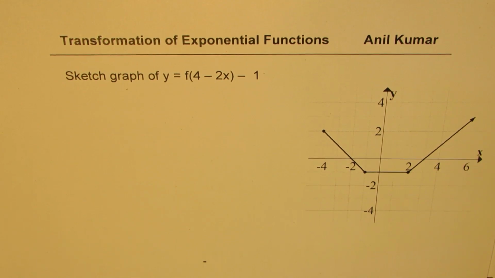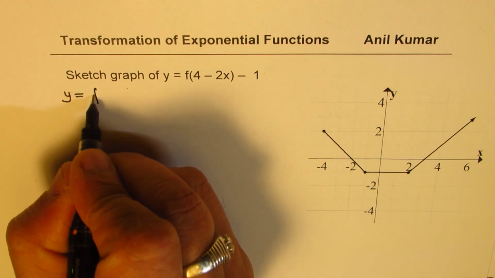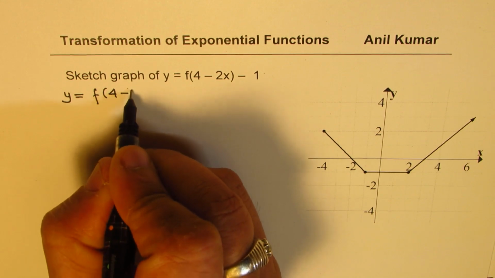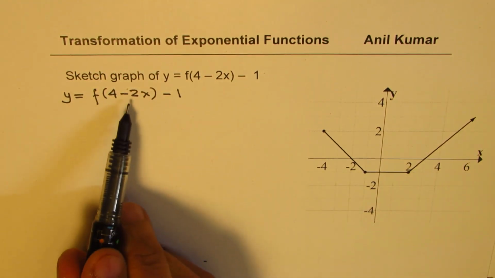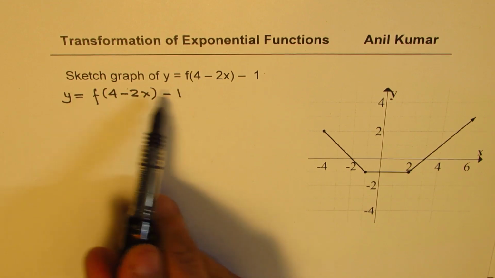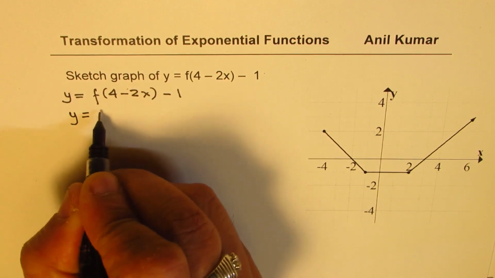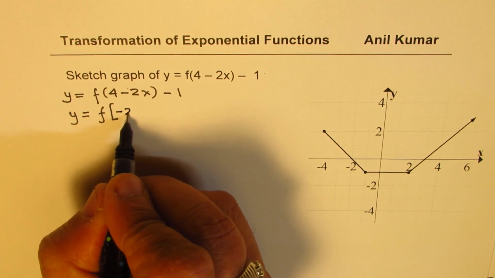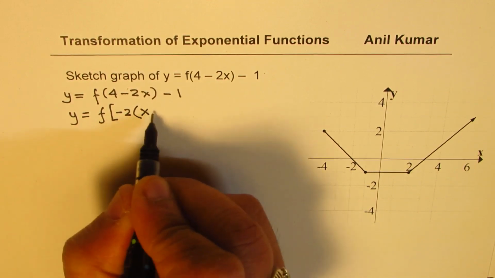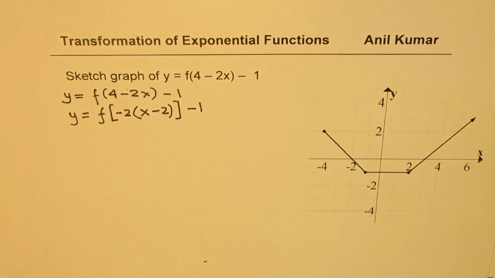Here is my suggestion. We are given the equation as y equals f of 4 minus 2x, minus 1. Now it is a must to factor out minus 2 and rewrite this particular function. So we'll write this function as y equals f of, in square brackets, we'll take minus 2 common. So when you take minus 2 common, you get x minus 2 within the brackets, correct? So that becomes the transformation.